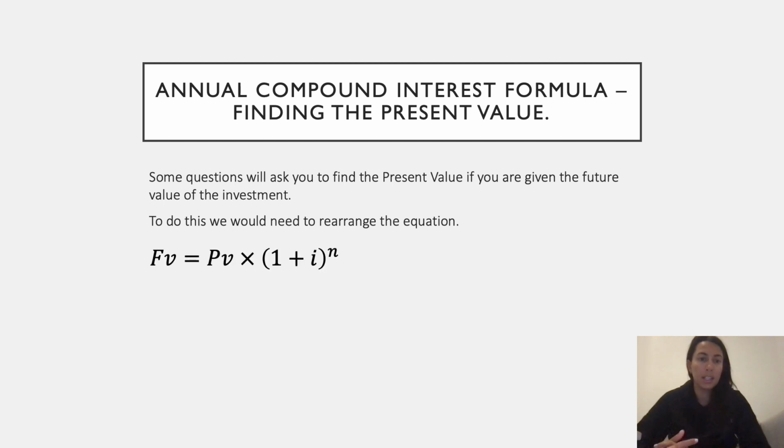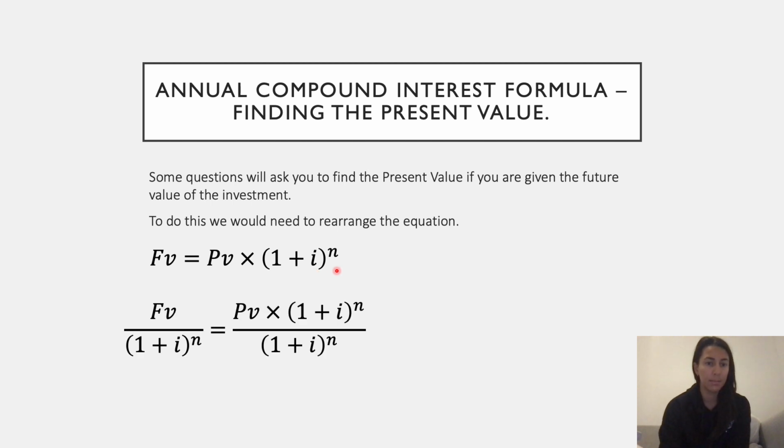If we look at this as our original equation, we want the present value by itself. Remember, that means we need to move all of this to the left-hand side. When we are rearranging equations, you do the opposite operation. The opposite of multiplying is dividing, so we're going to divide both sides by 1 plus i to the power of n. It would look like this. On the right-hand side, these two are going to cancel out, and then we would be left with this formula here.